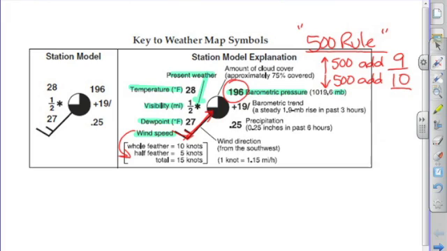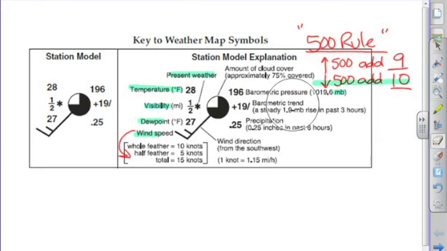So let's take this 196, for example. They're giving me 196 on the station model. This number is definitely below 500. According to my rule, below 500, add a 10. I am literally going to place a 10 in front of it. There's no addition, no calculations needed. And then my decimal will sit between the last two digits. So what looked like 196 on the station model actually translates to 1019.6 millibars when you're applying your 500 rule.